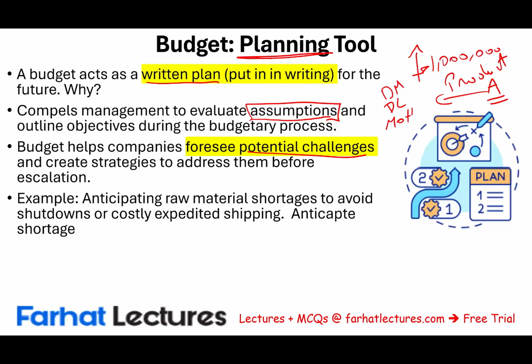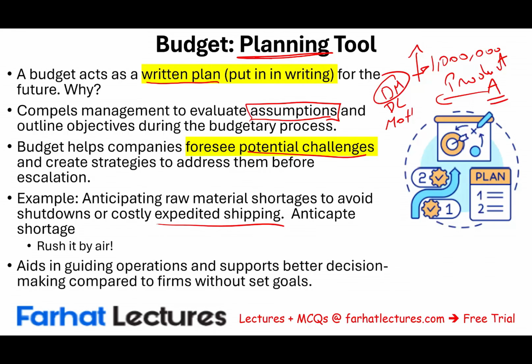What would happen if you plan for something and you did not plan for it properly? You did not prepare yourself through a budget and you need the material. Yes, you might be able to buy the material right on the market when you're producing the stuff, but it might cost you more. You might have to expedite shipping rather than buying it in bulk from a supplier, you might have to rush it through air, and as a result, you pay more. So that's why it will help you anticipate shortages.